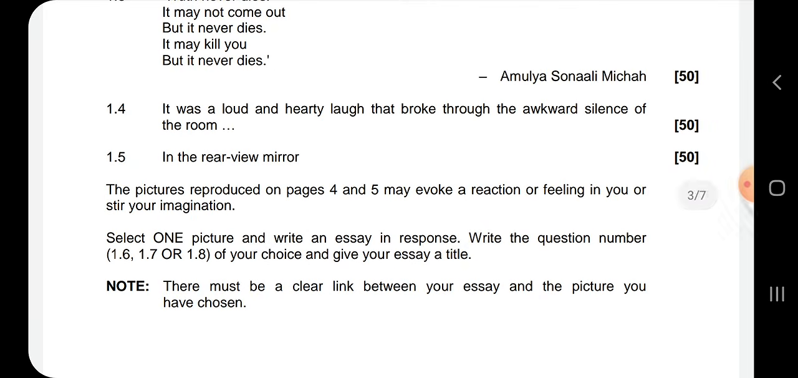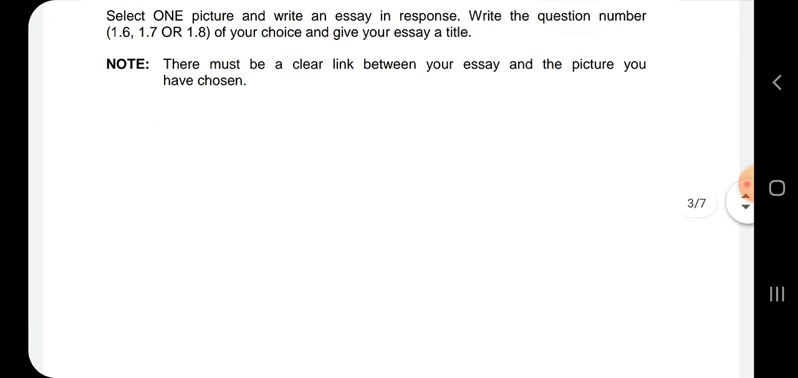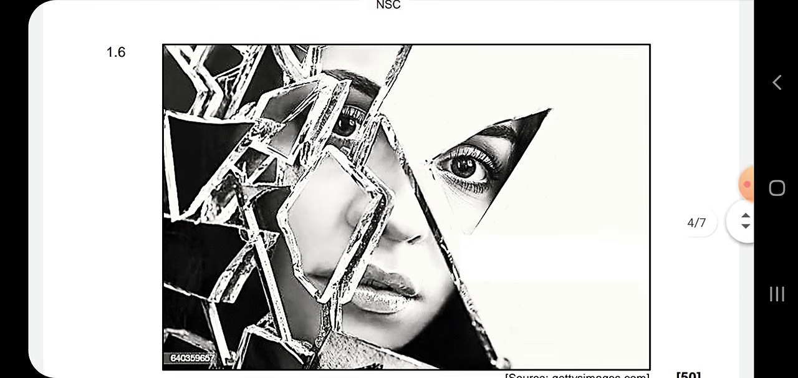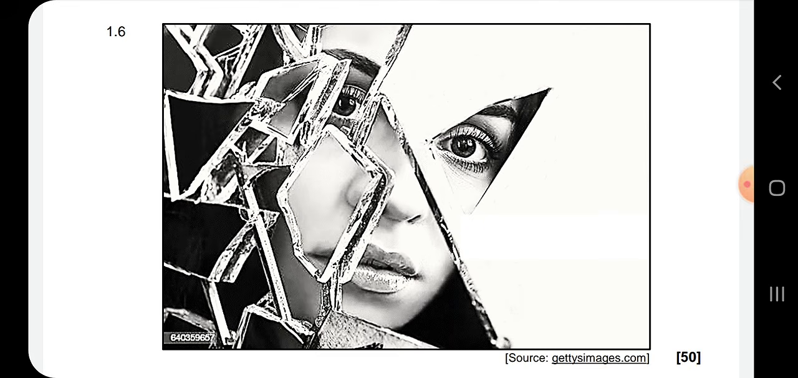The picture reproduced on page 4 and 5 may evoke a reaction or feeling in you or stir your imagination. So there must be a clear link between your essay and the picture. So you might look at this picture, someone is seeing themselves in a broken mirror, and it might spark some feelings in you, and you have something to say about this picture. So you write your essay, but you do not neglect the picture. So your message should revolve around the picture.